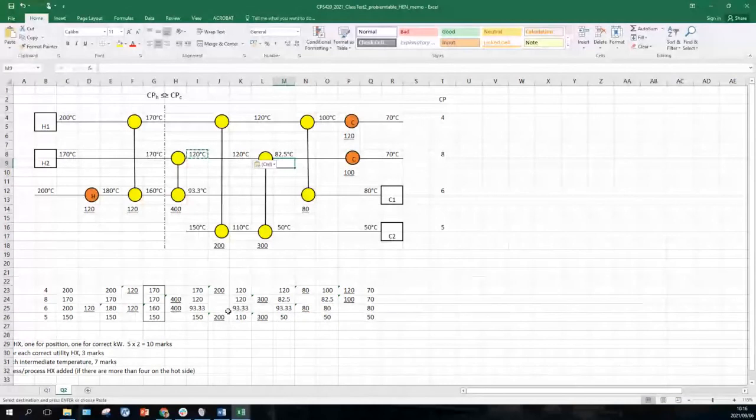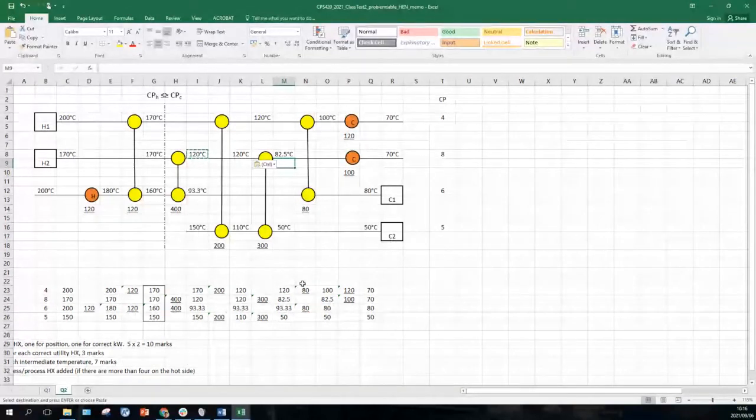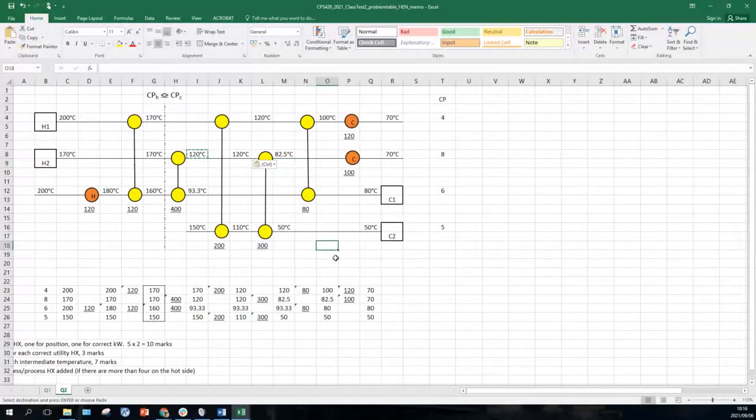Okay. It's very easy to, with this heat exchange network design, I wish I knew how to get rid of these controls that suddenly pop up.